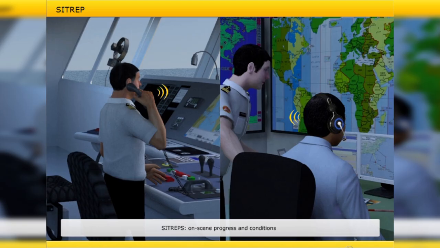Another way of maintaining reliable communications is to have situation reports, SITREPs. The on-scene coordinator uses SITREPs to keep the search and rescue mission coordinator informed of on-scene progress and conditions. SITREPs are sent to the SMC unless otherwise advised. Search facilities use SITREPs to keep the OSC informed.